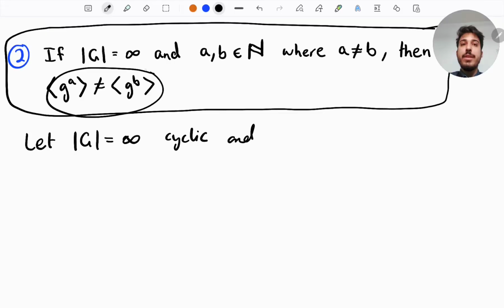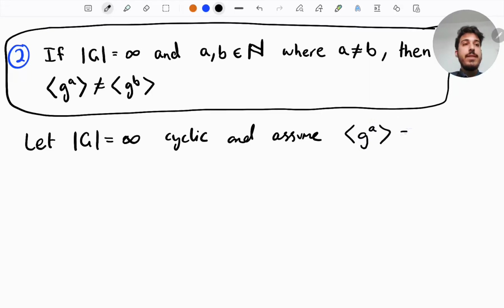So we would have that, okay, let G be an infinite cyclic group and assume the opposite of this. Assume that the group generated by G to the A is equal to the group generated by G to the B. So we assume this and we want to reach that A is equal to B.